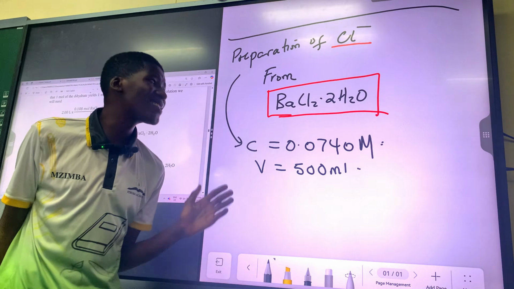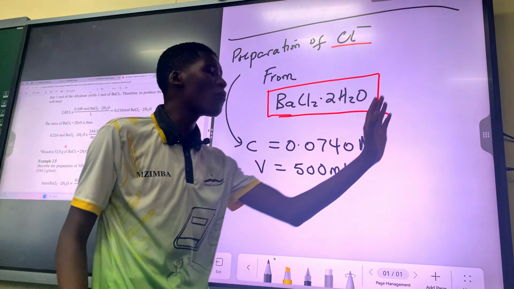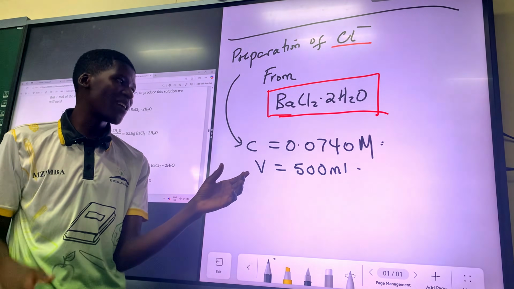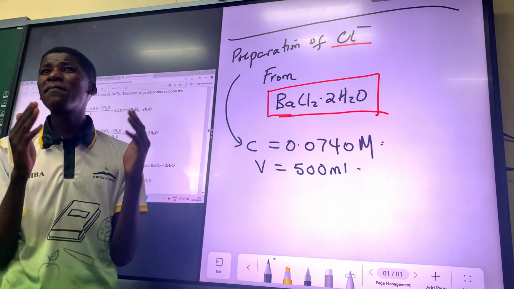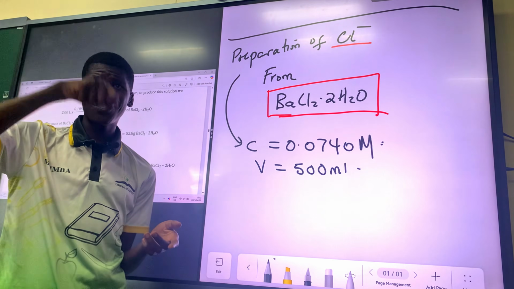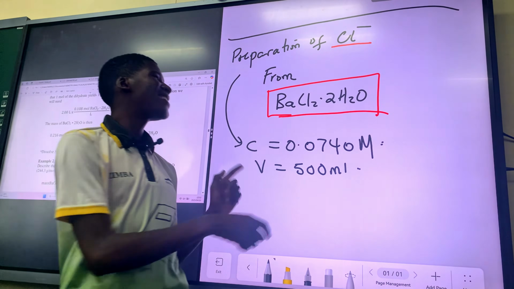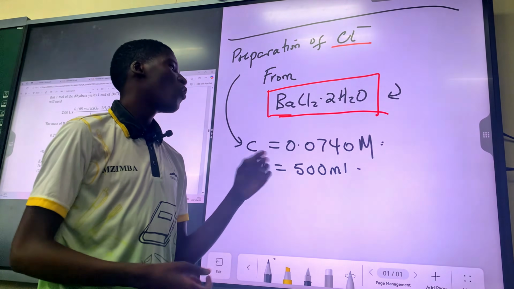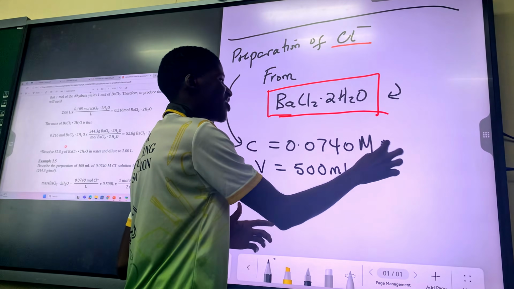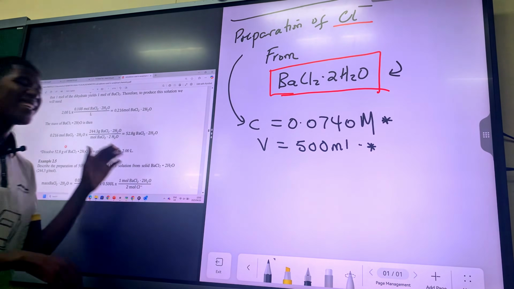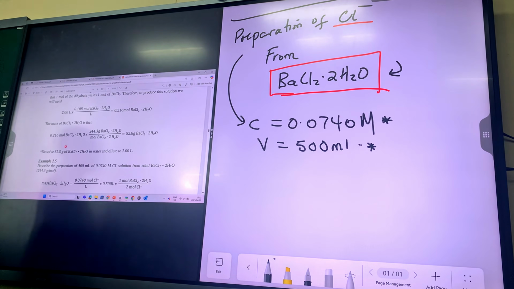Okay, so it's more like if we have a drink and we have put 2 tablespoons of sugar, and the question says describe the preparation of the drink with 2 tablespoons. What are you going to do? You're going to take 2 tablespoons and dissolve them. Same thing here, we're going to take barium chloride dihydrate and make sure we get Cl ions at that concentration and volume. So whenever they say describe the preparation, they're trying to say find the mass that you need to mix with a solvent.